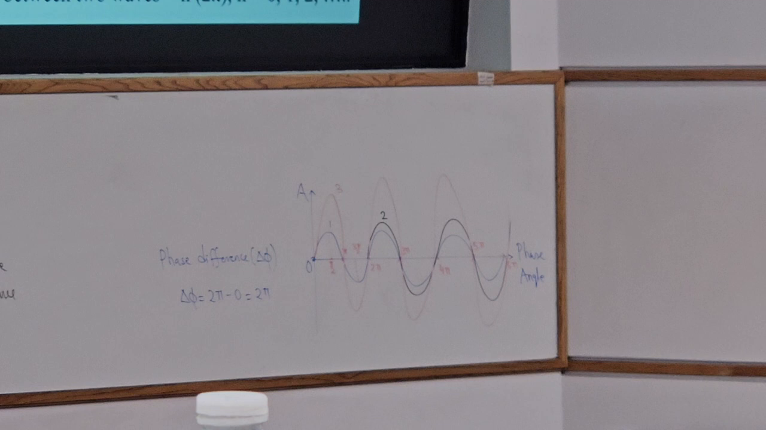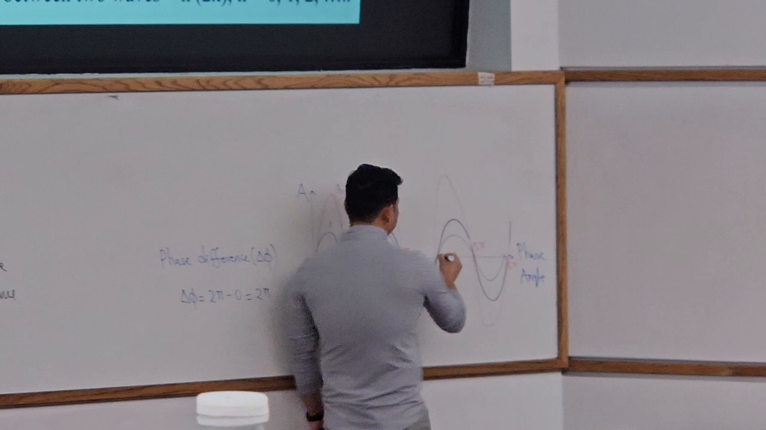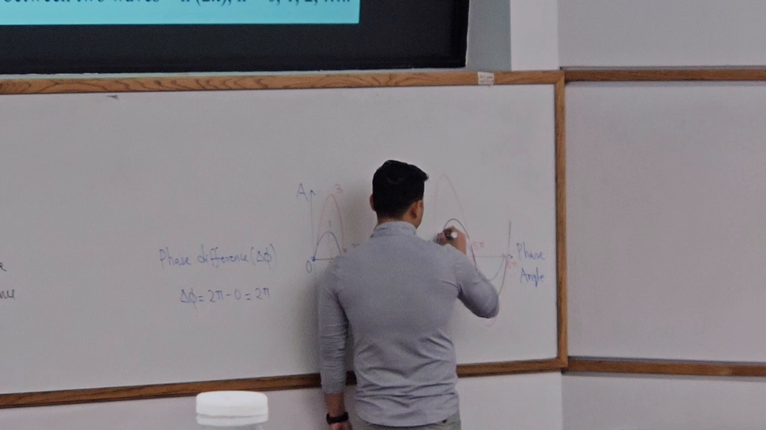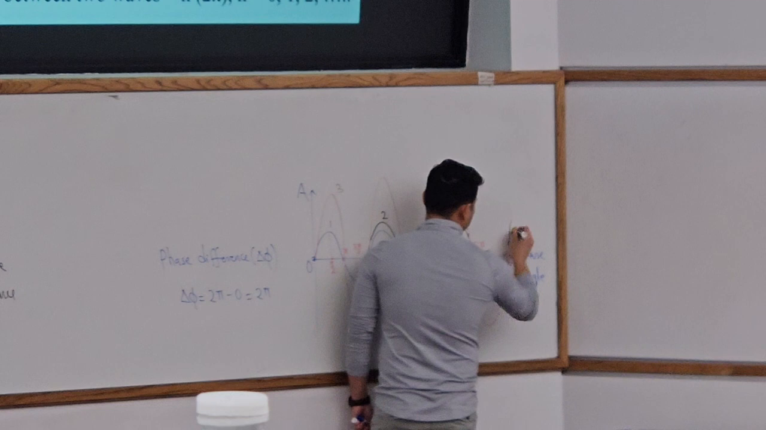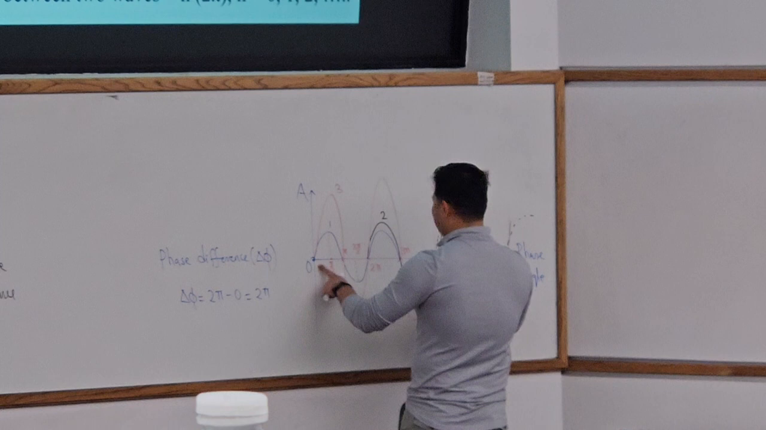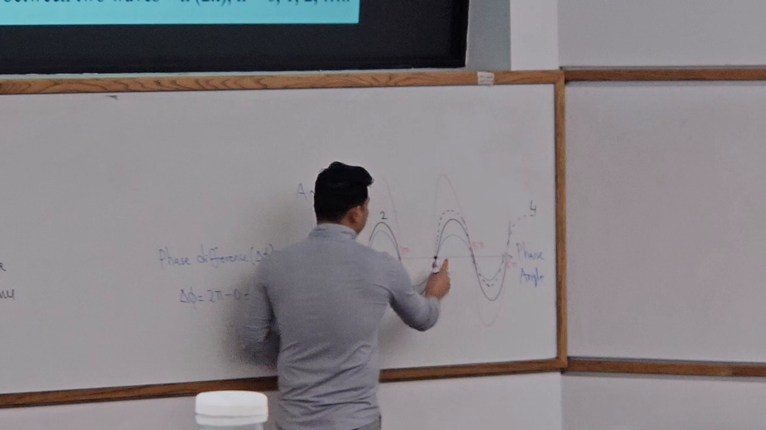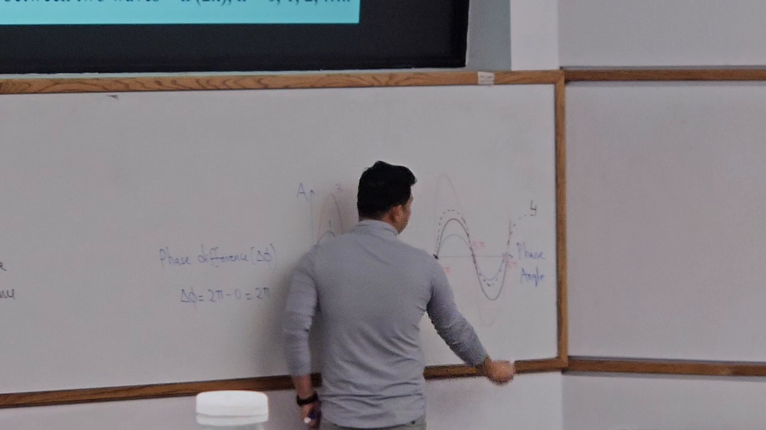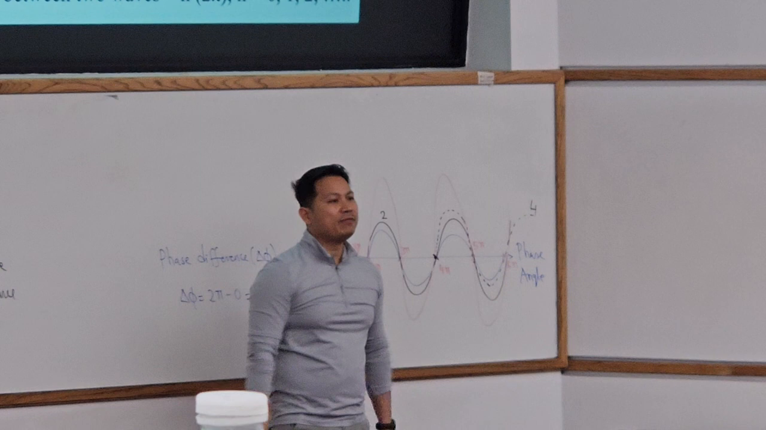I already gave an example of 0 and 2 pi. If my wave starts from here, and there's a different wave, let's say I represent it with a dashed line like that, the phase difference between wave number 1 and this one is going to be 4 pi. Even if you have 4 pi, the maxima and maxima, minima and minima, lie together. Whenever they mix together, they make a very big wave with a bigger amplitude. So we're going to have a constructive interference.